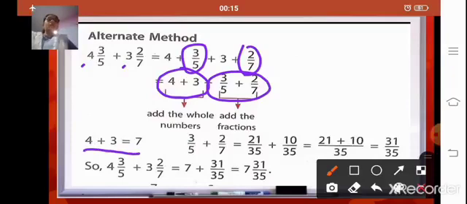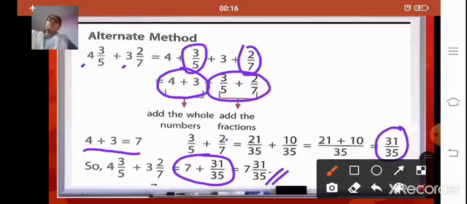Then when you add 3 upon 5 plus 2 upon 7, you make the denominators the same by taking the LCM, and you get the denominator as 35. So make it into like fractions. So we got 3 upon 5 is equal to 21 upon 35 and 2 upon 7 is equal to 10 upon 35. Then add both the numerators together, you will get the answer as 31 upon 35. So 7 plus 31 upon 35, you can write it together. You will write it as 7 whole 31 upon 35. So whichever method you follow, you will get the same answer.